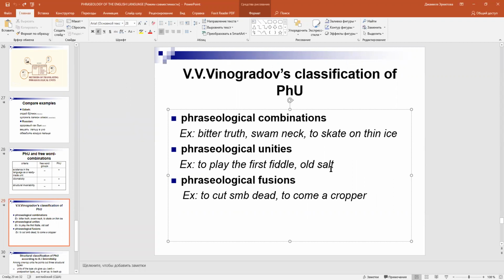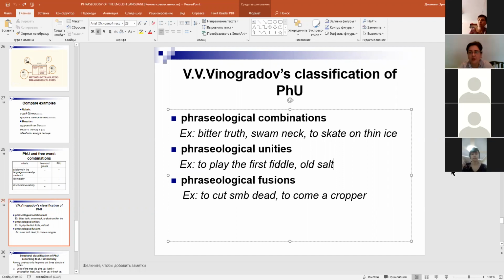Another example for phraseological fusions: to cut somebody dead. What does it mean? It means to pretend not to know or recognize somebody. Demek bunu mana bildiradi. Siz oldindan tanigansiz, siz odamni taniysiz, lekin uni tanimaganga olib turibsiz. Uni tanishni yoki ko'rishni xohlamaysiz. Shuning uchun siz uni ko'rmaslikka olib ketmoqchisiz. Ana shunday ma'noda kelgan frazeologik birlik.